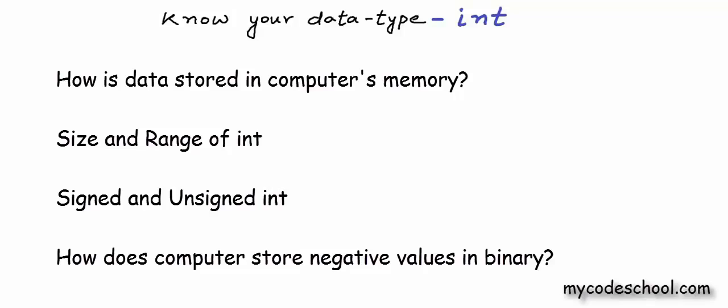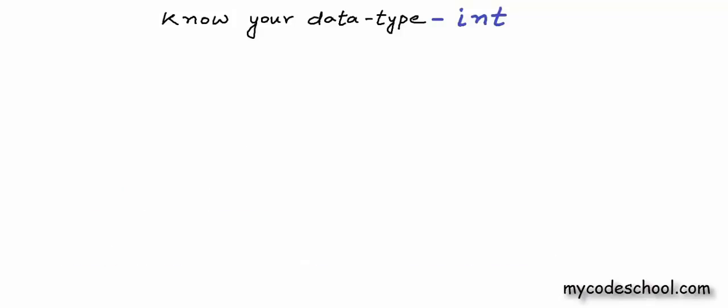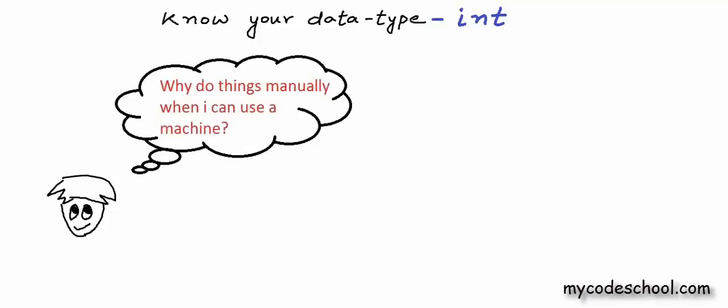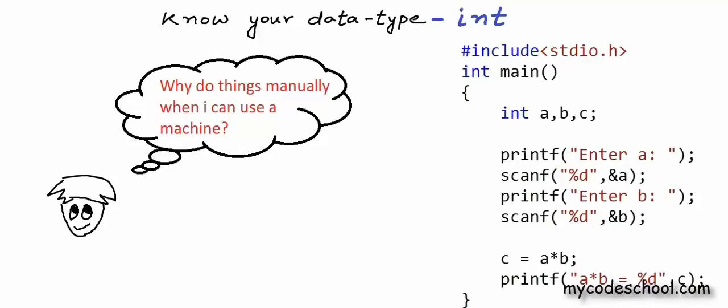So in our previous lesson, we saw how we can use arithmetic operators to perform mathematical calculations in our program. Albert, who is a student of My Code School, is very delighted that now he can write programs to solve mathematical problems. He has written a simple program to find the product of two numbers, in which he is asking the user to input two numbers A and B, and then he is simply printing the product of these two numbers.